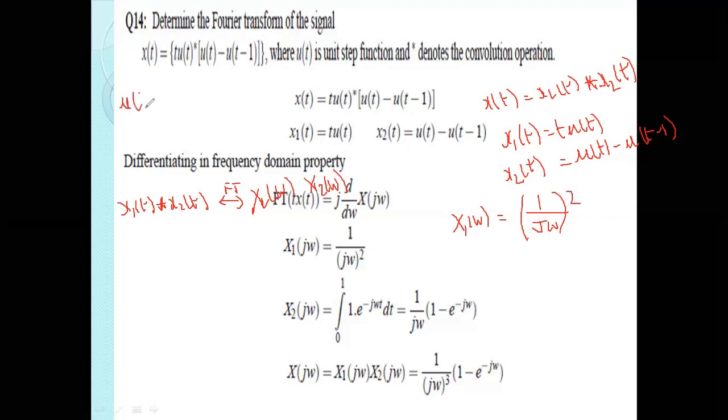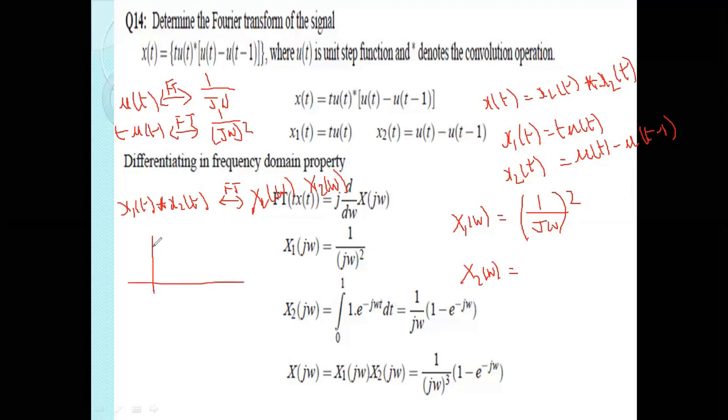So mu of t, the Fourier transformation is 1 by j omega. And if t is multiplied with the function, like e power minus at mu of t also, the total function becomes squared, 1 by j omega whole square. Okay. And x2 of omega, what is the x2 of t? Mu of t minus 1.